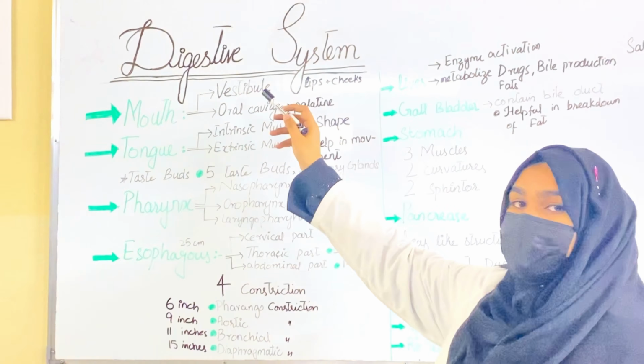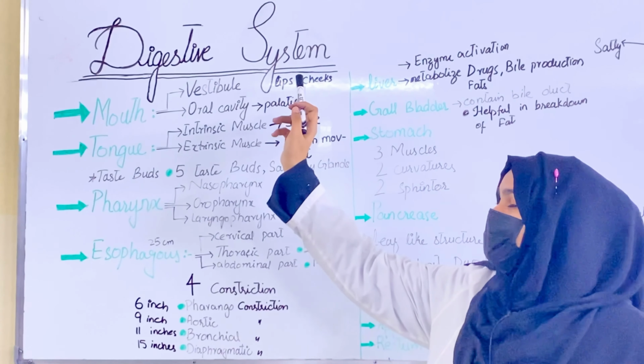Today the topic of my presentation is the digestive system. In the digestive system, I will explain from the mouth to the anus. The first part is the mouth. The mouth has two parts, vestibule and oral cavity. The vestibule contains lips and cheeks.